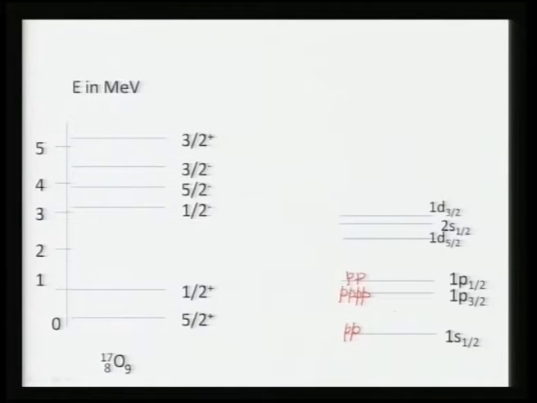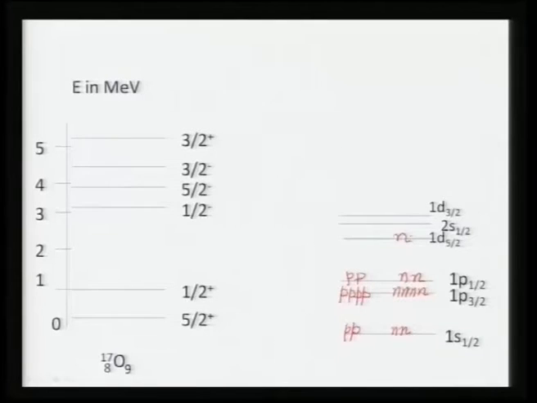You have 9 neutrons. So, 2 here and 4 here, and then 2 here, and the 9th one has to go here. So, the ground state spin parity is decided by this 9th neutron, and that is in the d5/2 state, and therefore, it should be 5/2 plus. So, that is 5/2 plus.